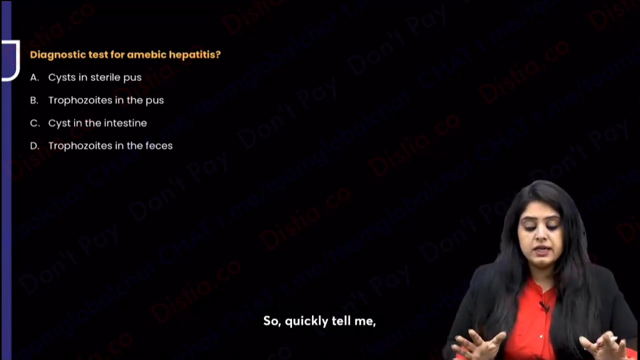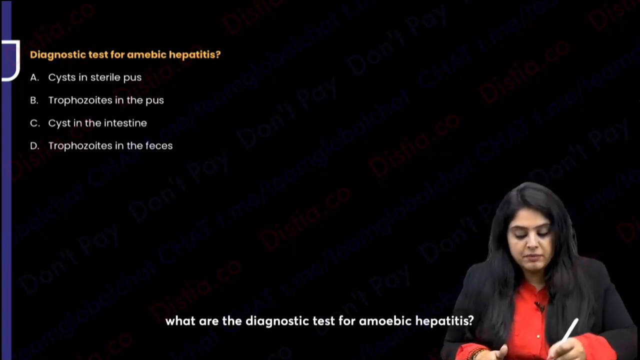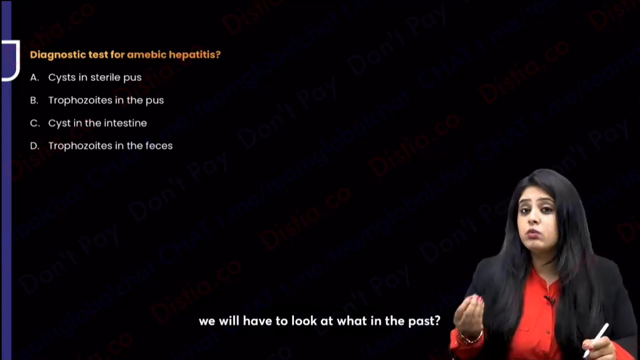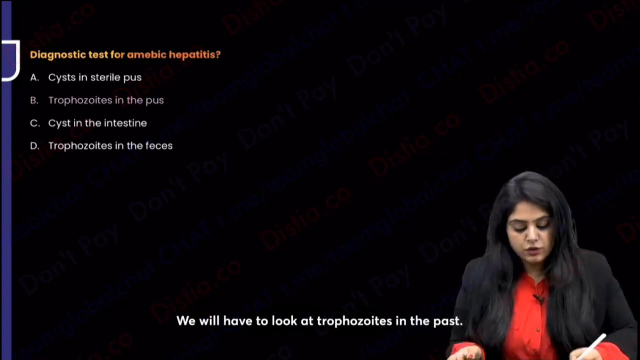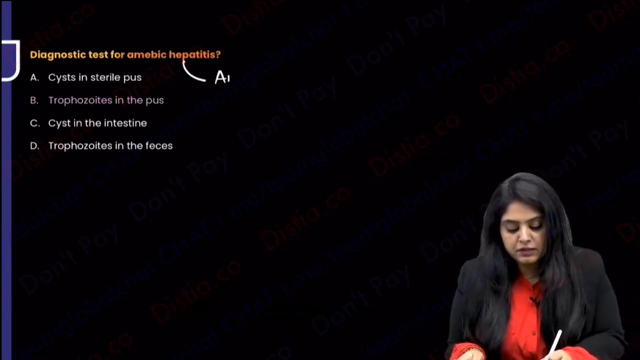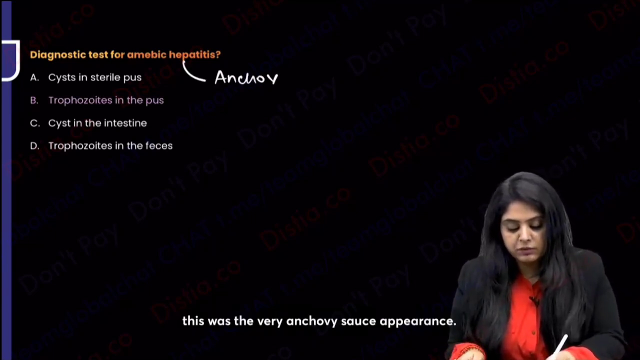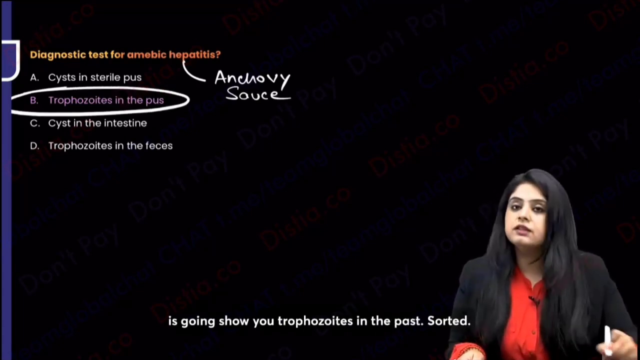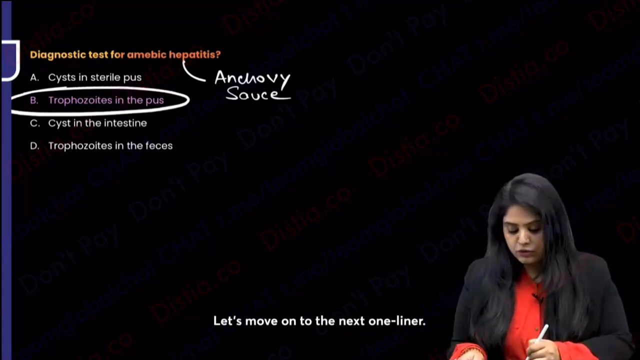So quickly tell me, what is the diagnostic test for amoebic hepatitis? What did I teach you? That for amoebic hepatitis we'll have to look at what in the pus? We will have to look at trophozoites in the pus. If you all remember, this was the very famous anchovy sauce appearance, and this anchovy sauce appearance is going to show you trophozoites in the pus. Sorted? Let's move on to the next one-liner.